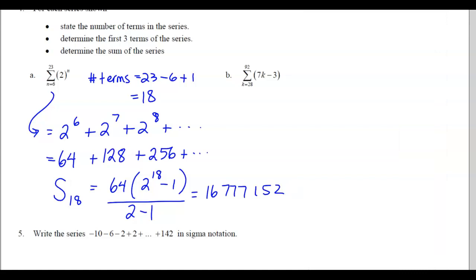Next one looks like it's going to be arithmetic. It's a degree 1 linear expression there. Number of terms will be 92 minus 28 plus 1. So what's that? 64, 65 terms.